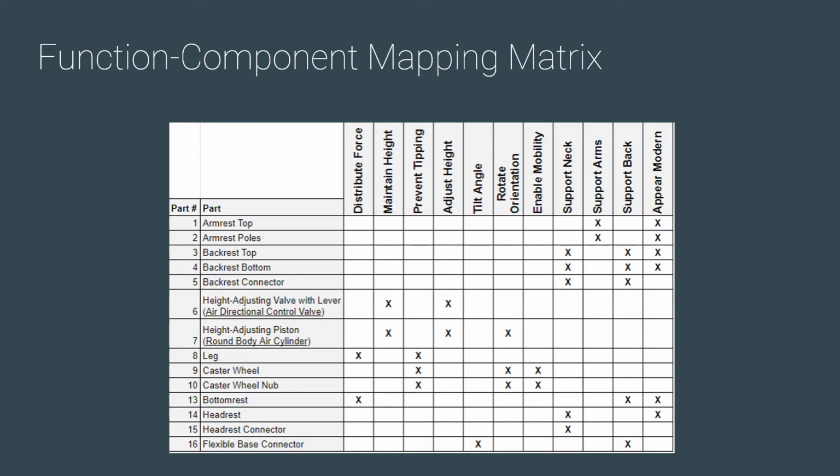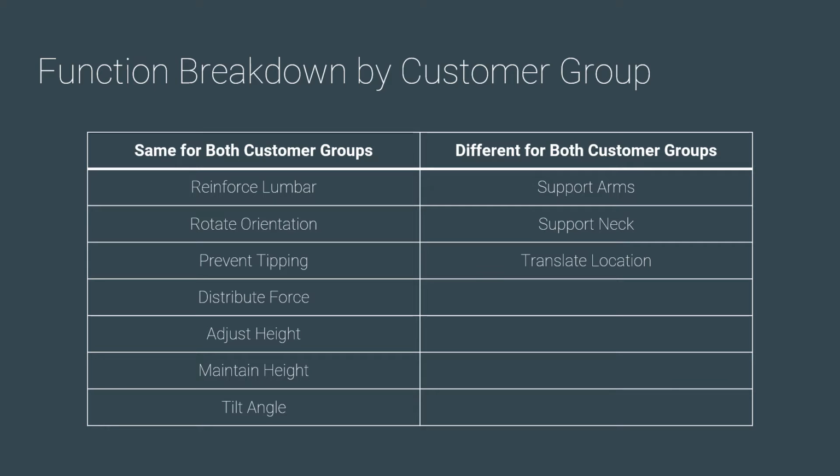The function component mapping matrix shows the functionalities of each of the parts of the chair. This matrix allows us to understand how possible redesigns can affect the functions of the product. To serve different customer groups, we broke down our functions into different categories depending on whether or not the customer desired those functions. For our secondary customer group, they did not require premium functions.